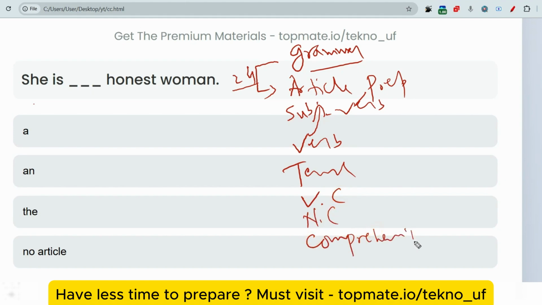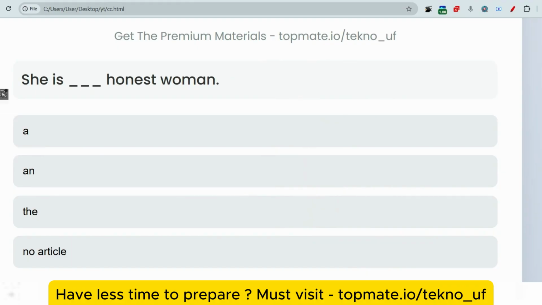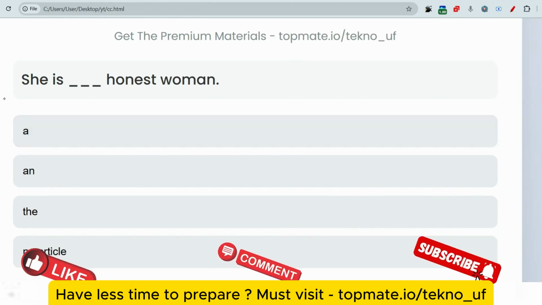Okay, so these are the most important chapters for this section, which will be very helpful if you practice in this session and if you go through the previous year questions as well. So guys, let me discuss the recent questions, the sample questions, which will be very helpful.